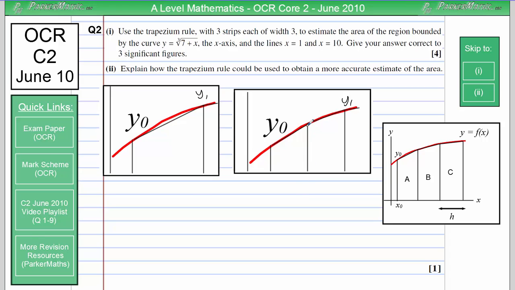So I've put an extra strip in between y0 and y1. Hopefully you can see now the tops of the trapezia more closely follow the curve, so that would give us a more accurate estimate for the area. So you only need 3 words to answer this question. You could just put use more strips. The more strips you use, the more accurate your estimate using the trapezium rule will be compared to the actual area under the curve.